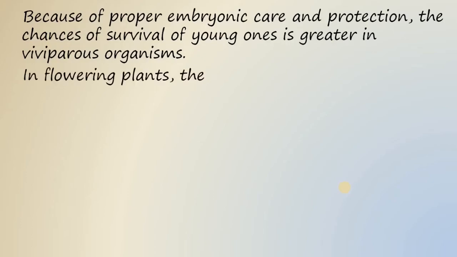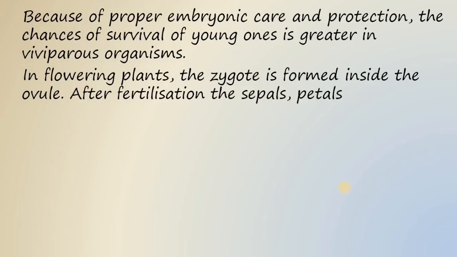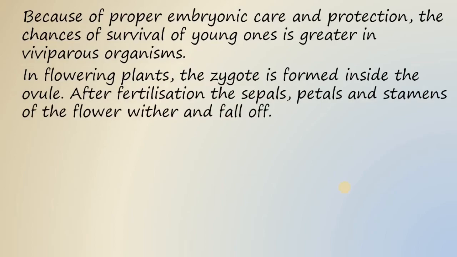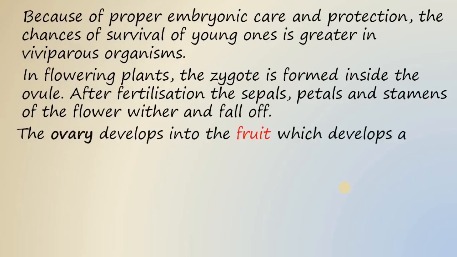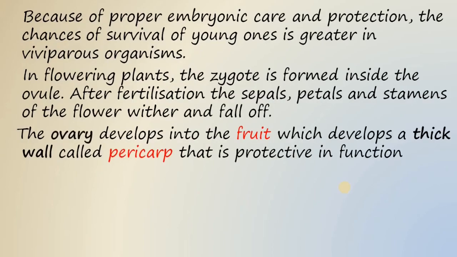In flowering plants, the zygote is formed inside the ovule. After fertilization, the sepals, petals and stamens of the flower wither and fall off. In plants, the male gametes pass through the stamen and reach where the ovum is, and then the zygote is formed. After it forms, the petals and sepals all fall off, and that is when the ovule gets converted into a seed and the fruit grows. The ovary develops into the fruit, which develops a thick wall called pericarp that is protective in function. Pericarp is just the layer of the fruit.